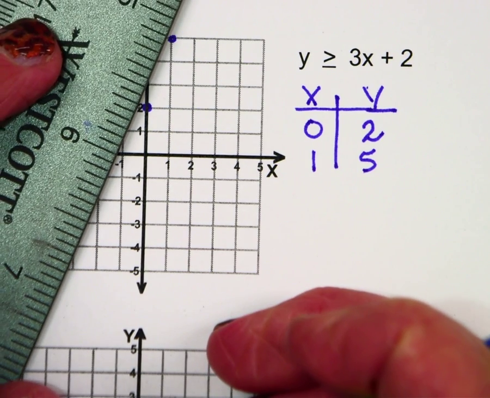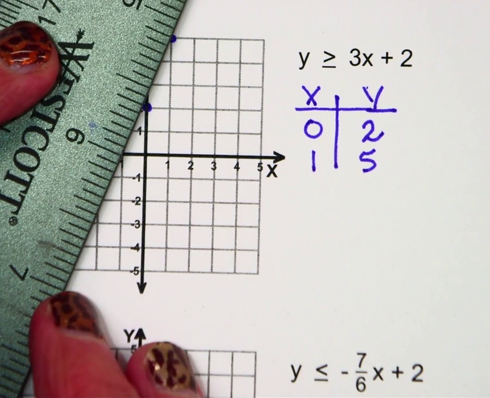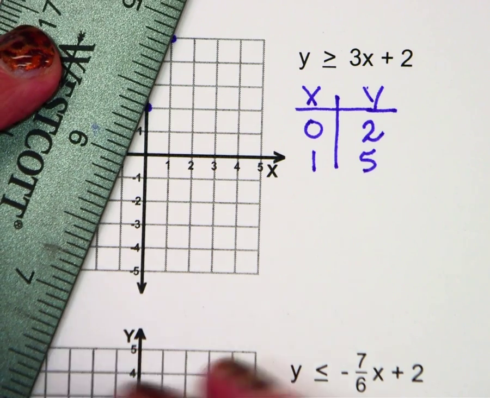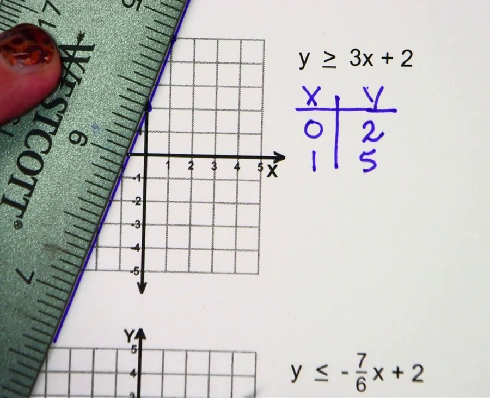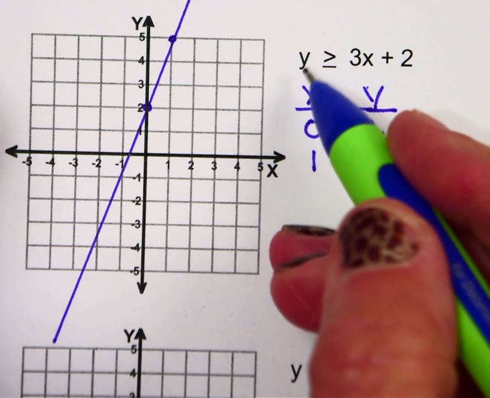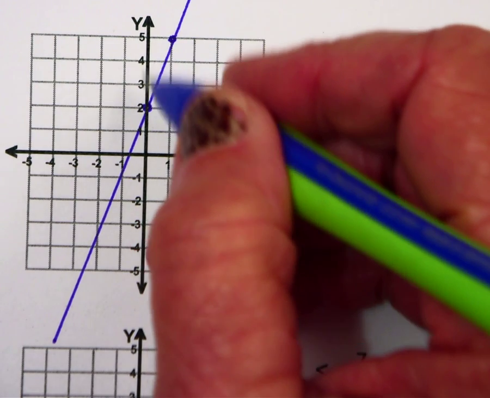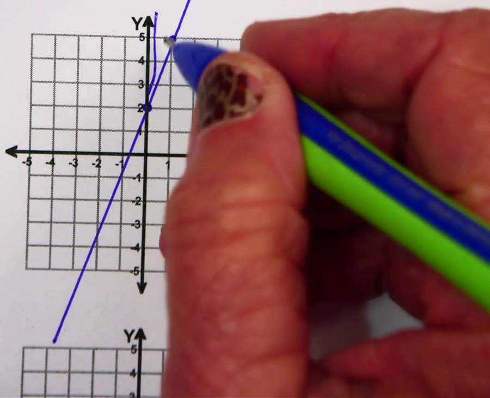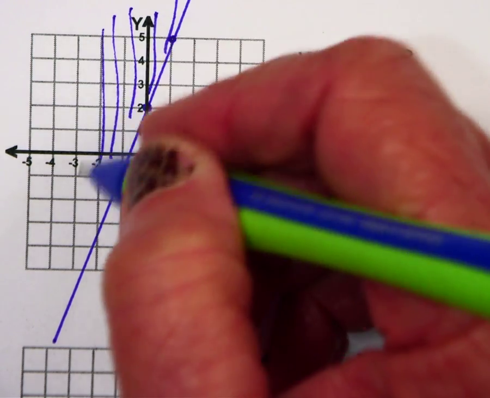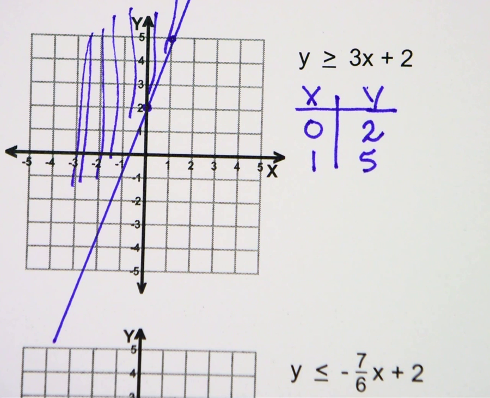And I will use a solid line this time because it's greater than or equal to. So now I use a solid line. And then I know that y is bigger than that, and therefore, y will always be greater than this point right here. So I'll shade up.